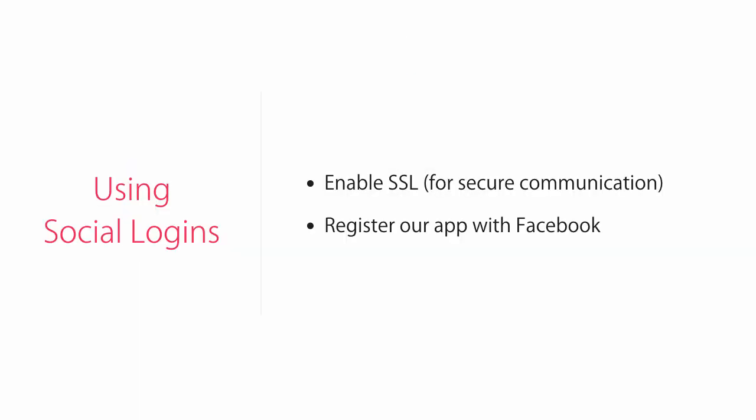Okay, now let's look at the mechanics. In order to use social logins, there are two steps we need to make. First, we need to enable SSL, so our communication with Facebook will be on a secure channel. And second, we need to register our application with Facebook to get an application ID and a secret. So in the next video, I will show you how to do these steps.